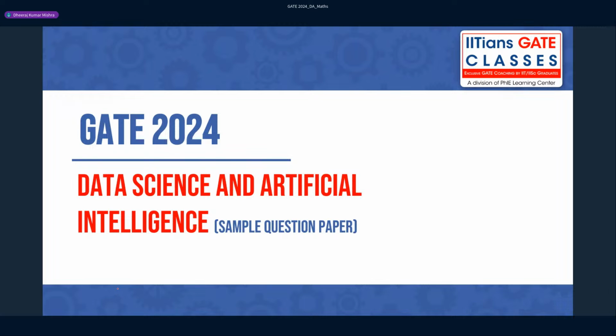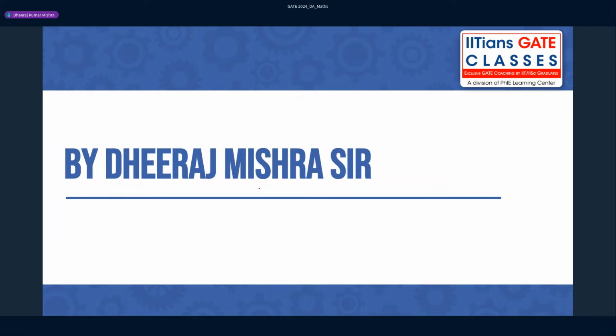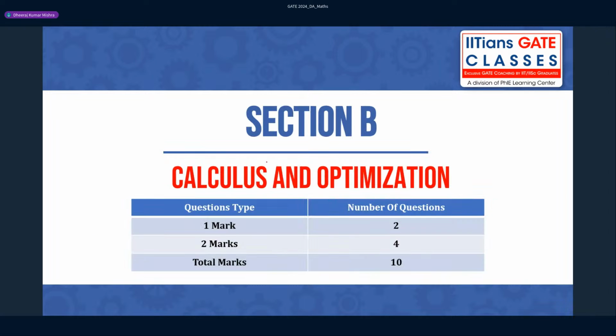Today we are going to discuss a question from the Data Science and AI sample paper, and the topic is going to be calculus and optimization. As in the syllabus, it is mentioned that optimization for single variable. This session is on calculus, section B here, calculus and optimization. According to the syllabus, this is going to be your third topic. So we are going to solve questions.